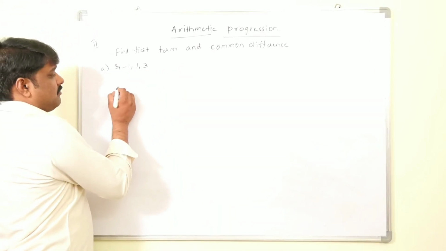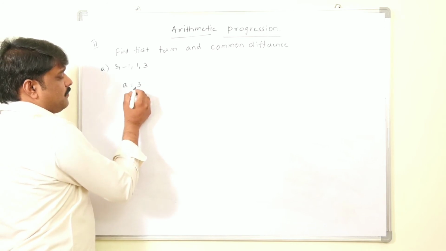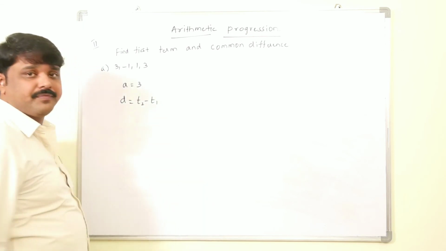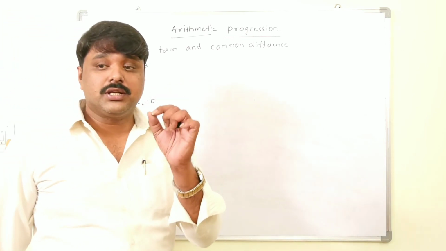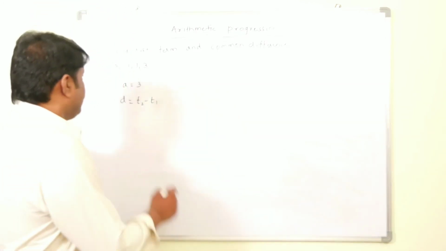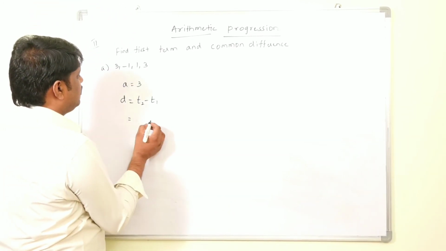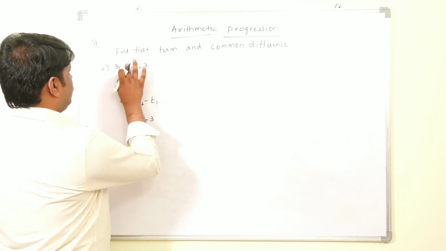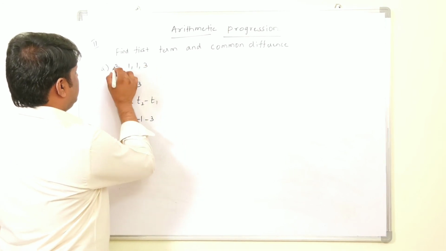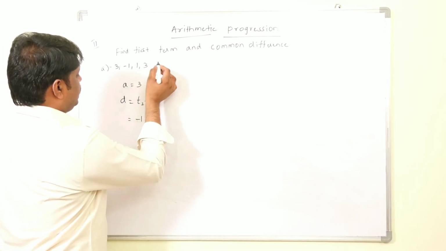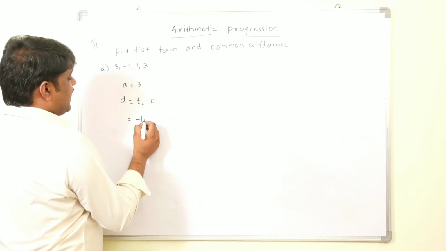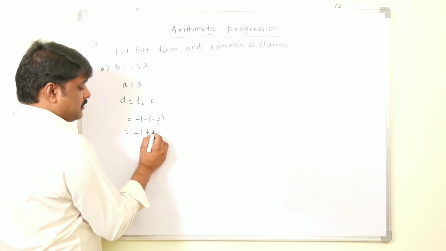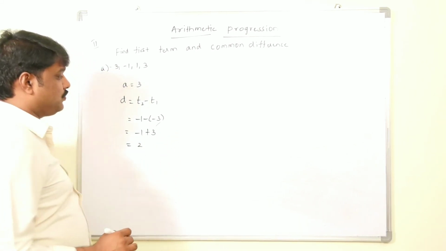When it is an AP, then the first term is denoted with A, and the common difference is always T2 minus T1. Common difference is T2 minus T1. What is T2 over here? Minus 1, minus 3. I think the question is wrong over here. This is minus 3, minus 1, 1, 3. Okay. This is minus 1, minus of minus 3. Minus 1, minus into minus plus 3 minus 1, it is 2.